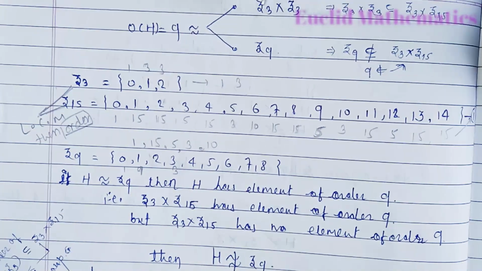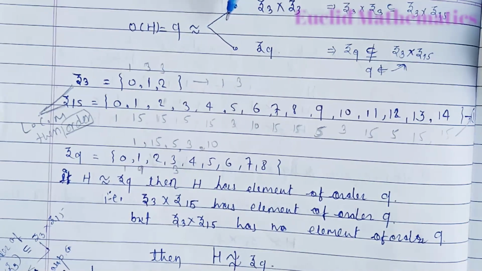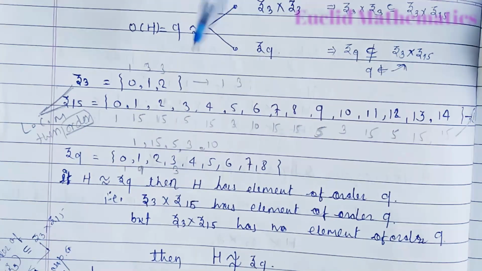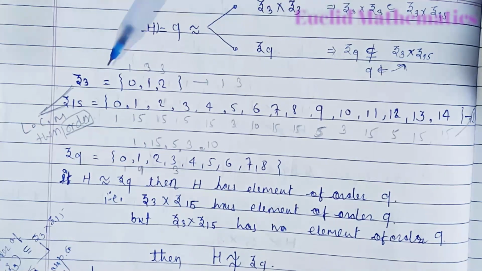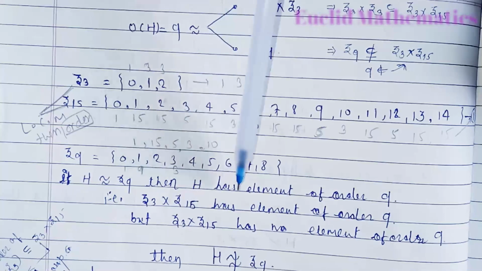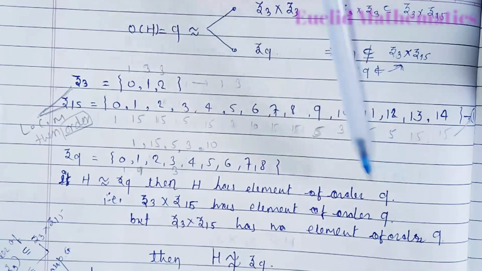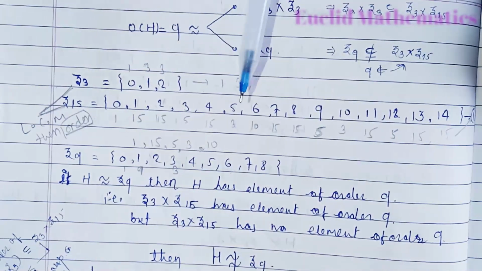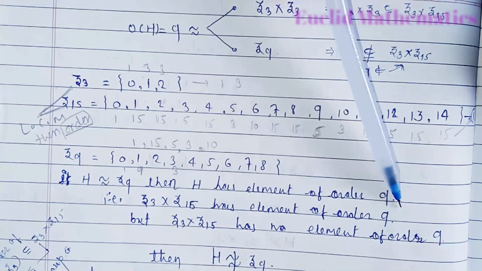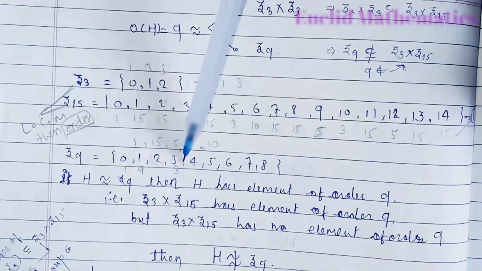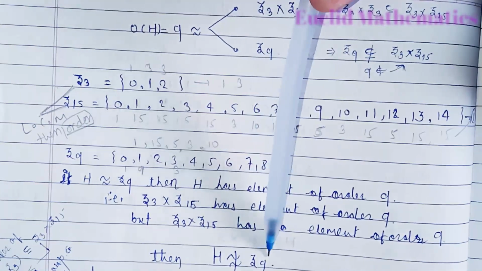So for finding the equivalent subgroup, we first need to know how to find the order. But it's easy. Now let's go further. If H is isomorphic to Z9, then H has an element of order 9. But we know that our group H does not have an element of order 9, so Z3 cross Z15 has no element of order 9. But Z9 has an element of order 9. That means H is not isomorphic to Z9.